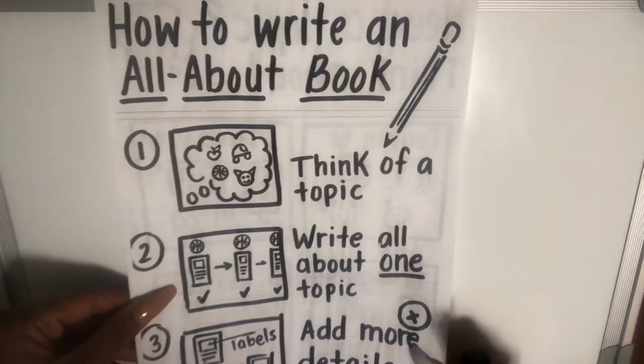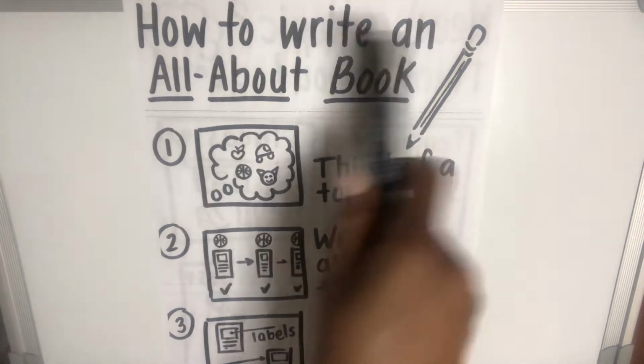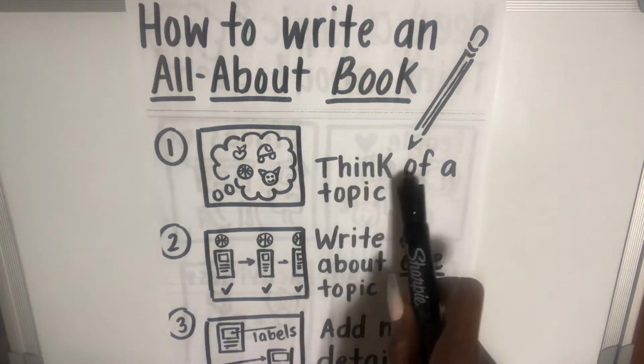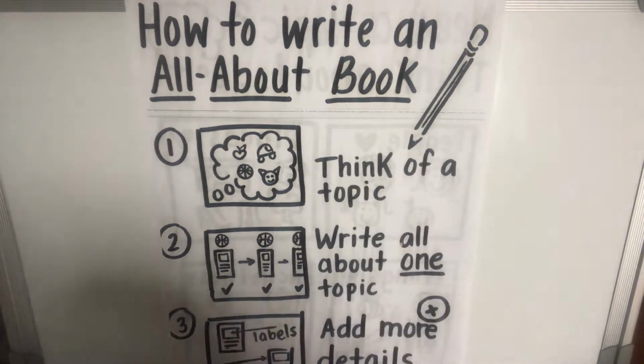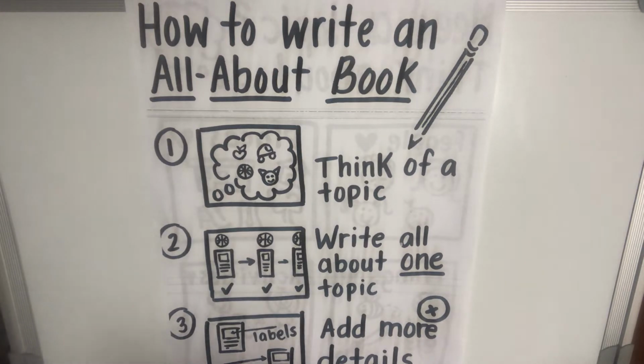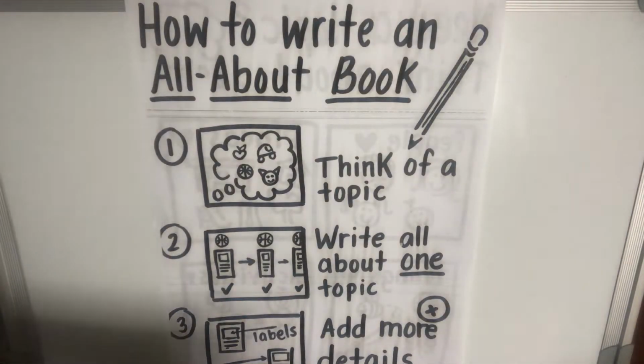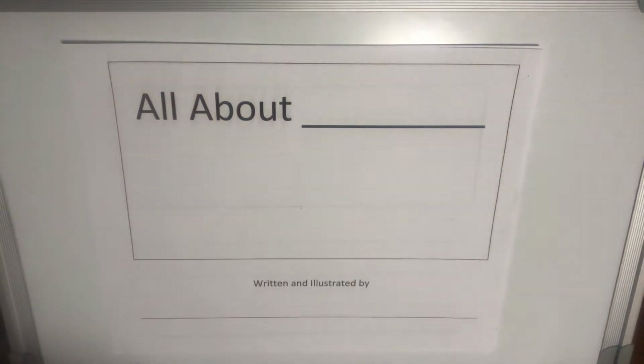So now that we're finished with our All About Elephants book, I want you guys to review the chart with me. How to write an All About book. First thing we need to do is to think of a topic. So why don't you think of a topic that you want to write about today and share it with mom and dad. And I'm going to share my topic with you. I was thinking that we can write all about lions. Now remember, you can choose your own topic.